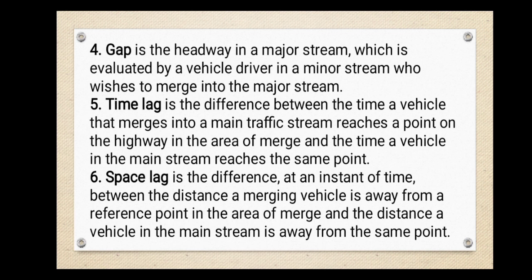Next is time lag. It is the difference between the time a vehicle that merges into a main traffic stream reaches a point on the highway in the area of merge and the time a vehicle in the mainstream reaches the same point. And lastly, the space lag. It is the difference at an instant of time between the distance a merging vehicle is away from a reference point in the area of merge and the distance a vehicle in the mainstream is away from the same point.